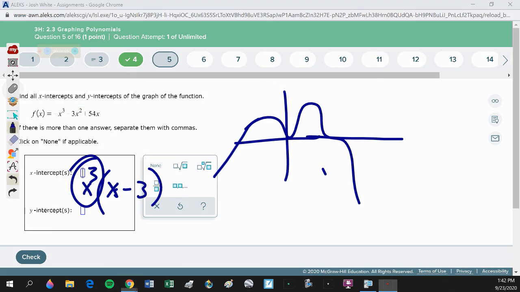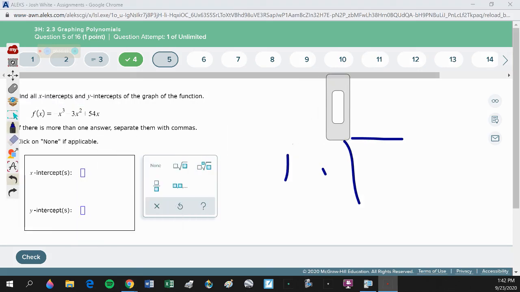So where does this graph hit the y-axis? So what's the constant? This one does not have a constant. So it hits the y-axis at 0. And then just factor it to find where it hits the x-axis. Okay. That's it.